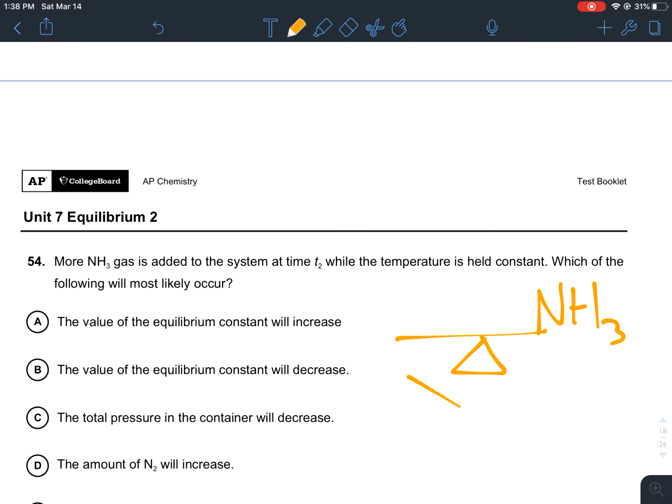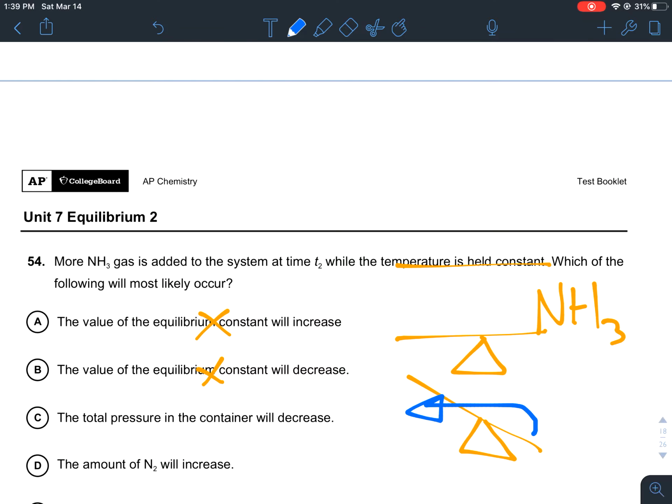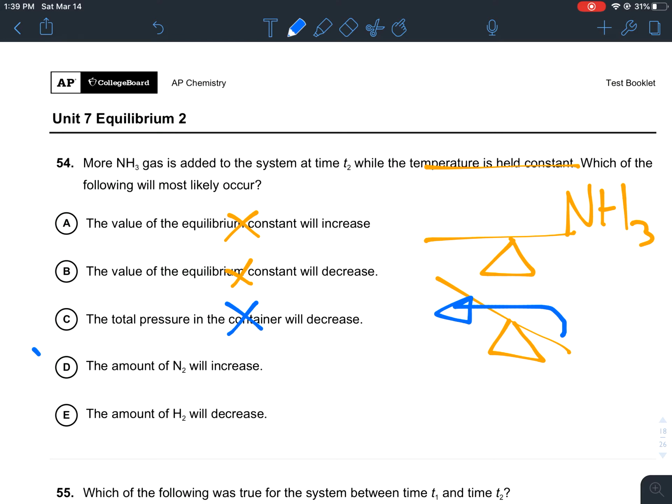If we add more NH3, it crashes on the right side. While the temperature is held constant, which of the following is most likely to occur? Remember, when temperature is held constant, the equilibrium constant cannot change. So A and B are gone. The total pressure of the container will decrease? No, the total pressure will increase because we're adding more gas, more collisions. The amount of N2 will increase? Yeah, because this will create more reactant since we just stressed the right side of it. So the answer is D.